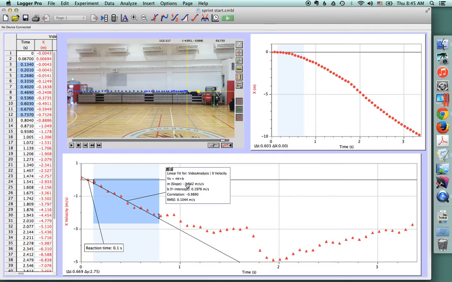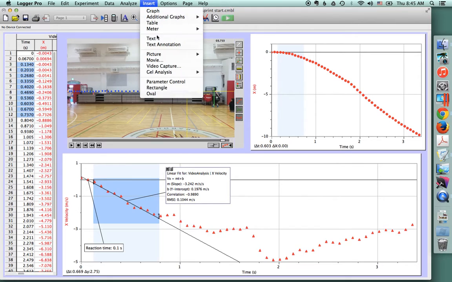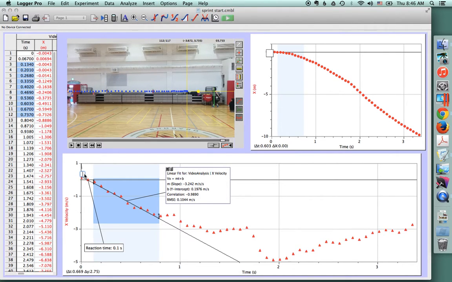From this here, we can see that the initial acceleration, which is the slope of the graph, is given as 3.242 per second. It's helpful to have a text annotation to point out what's the important part of that, since there are quite a lot of numbers. So we're going to take another text annotation here and move it so that it points to the right number, the number that we're interested in, and we'll tell what that is. So that's the initial acceleration.